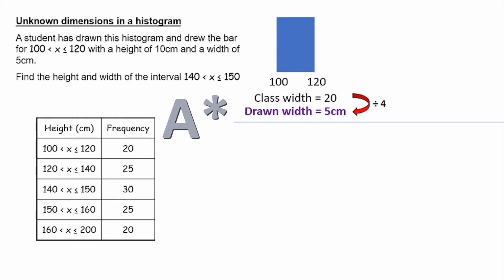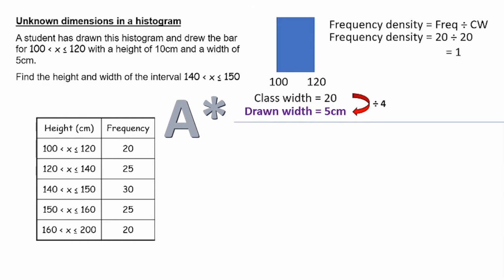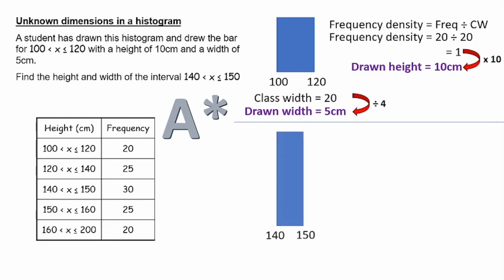In a similar way now, I'm going to focus on the height. I know that in a histogram, the frequency density is on the vertical axis. Frequency density is always frequency divided by class width. So in this particular case, it's going to be 20 divided by 20. The frequency density is 1. Now I've been told that the drawn height is 10 centimeters. So once again, the scale factor between these I can find quite easily, and the scale factor is to multiply by 10. Okay, these two scale factors are going to be the key to solving the rest of the question.